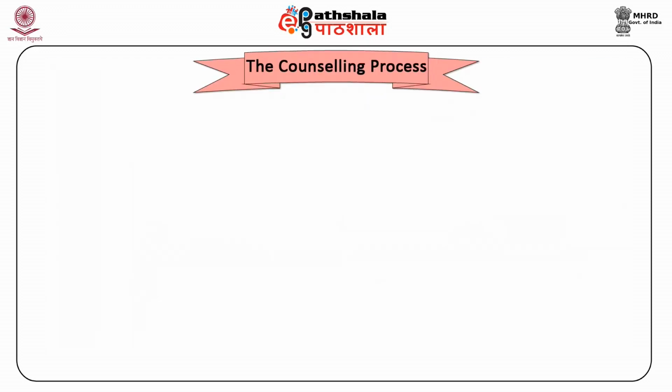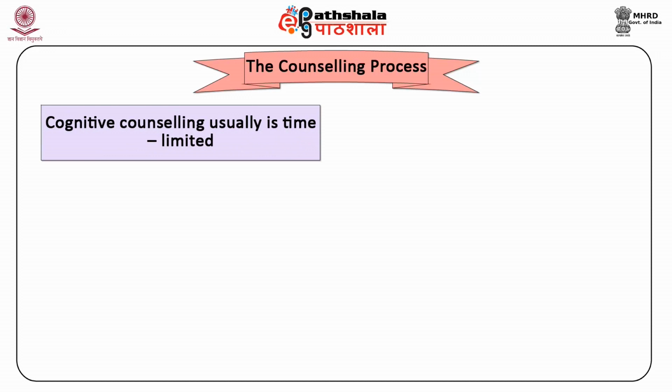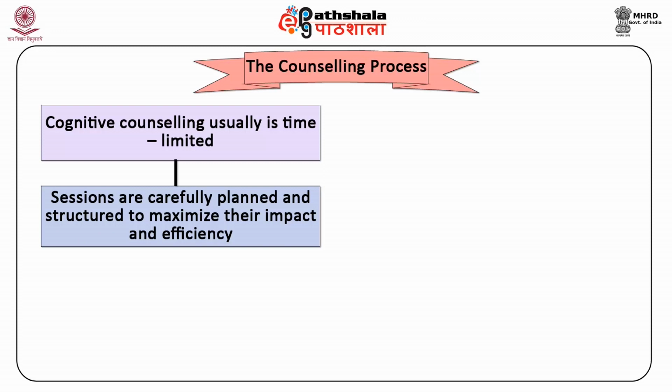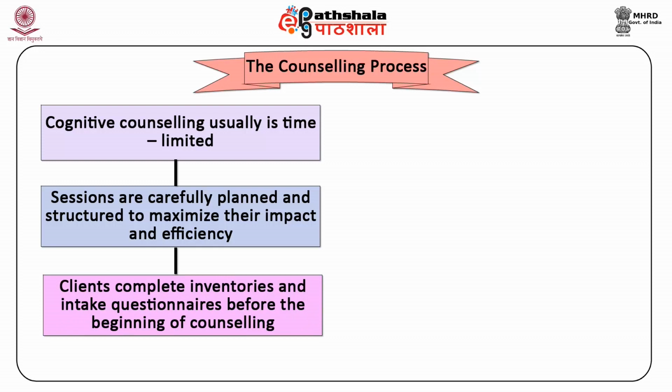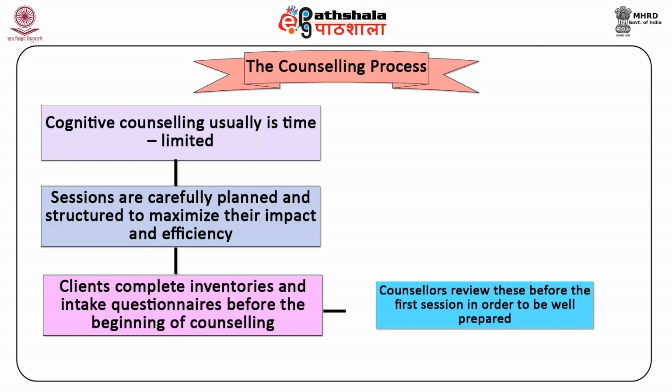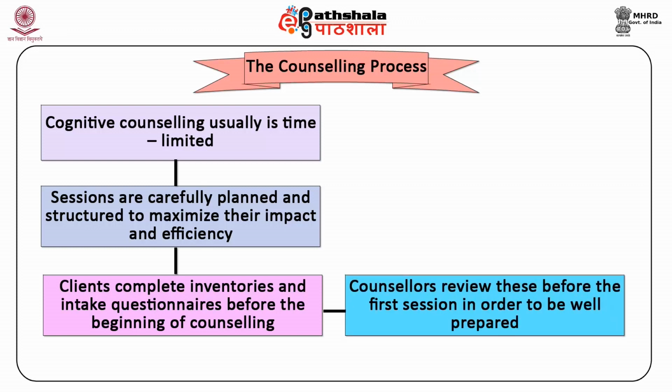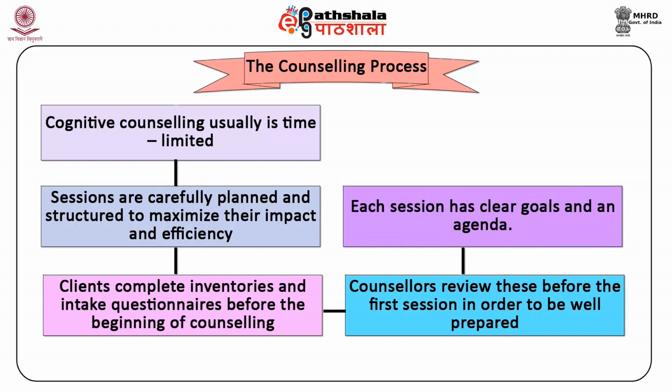The counseling process. Cognitive counseling usually is time limited, for example, 4 to 14 sessions long for relatively less complex problems. Sessions are carefully planned and structured to maximize their impact and efficiency. Clients complete inventories and intake questionnaires before the beginning of counseling. Counselors review these before the first session in order to be well prepared. Each session has clear goals and an agenda.